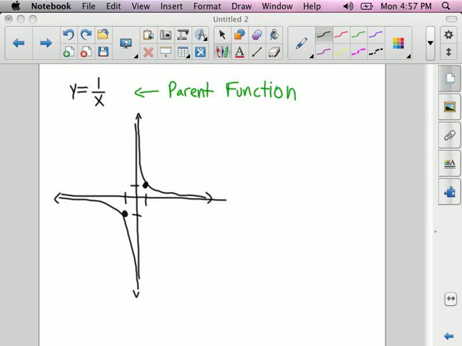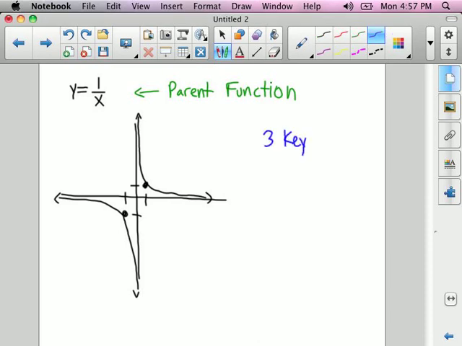In the last video, we learned what y equals 1 over x actually looks like by making a table. And I redrew it right here, and I want to point out 3 key features that are going to help us graph other rational functions like this. So 3 key features of this graph.